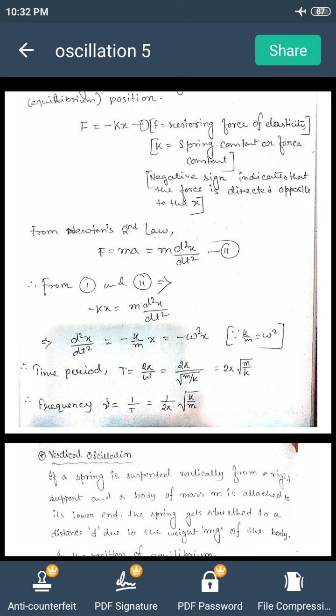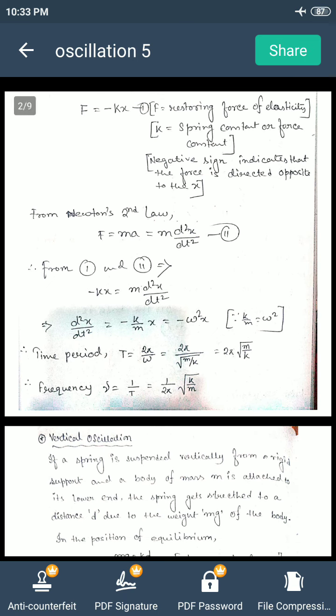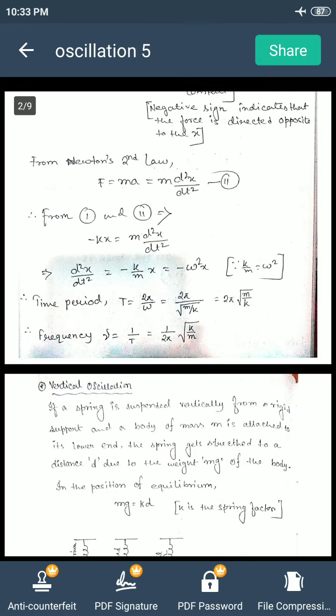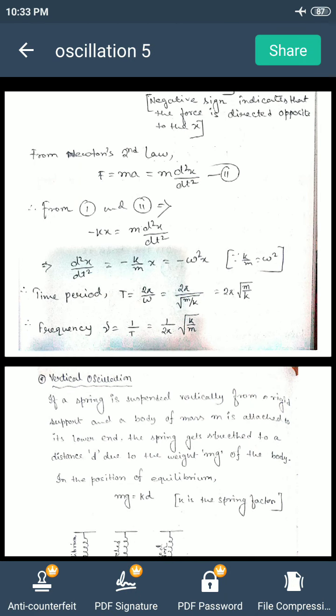Now if we find the time period, T = 2π/ω, where ω is root under k by m. Sorry, I made a mistake here; it will be written as T = 2π/√(k/m), which gives 2π√(m/k). The frequency ν = 1/T = (1/2π)√(k/m). So just correct it here: T = 2π/ω = 2π/√(k/m), not m by k. Clear?